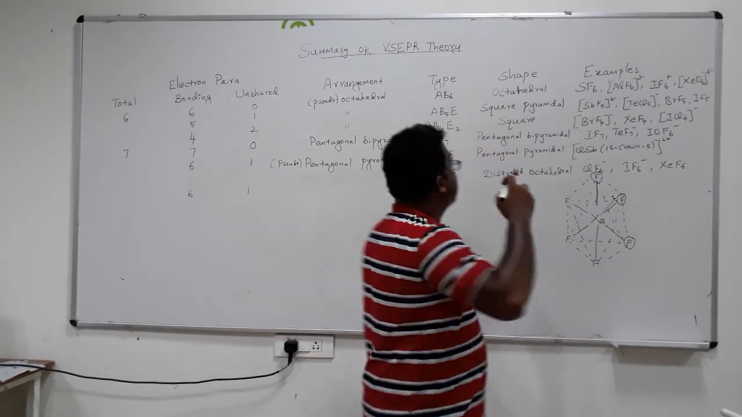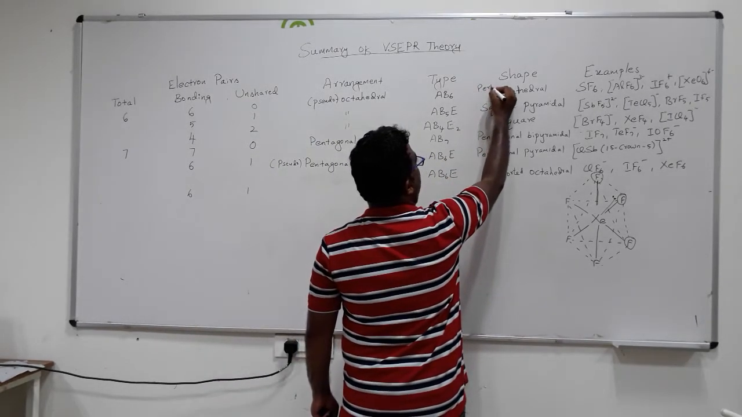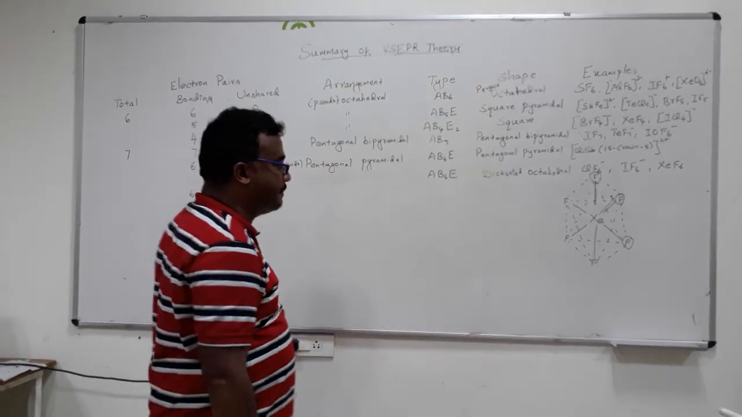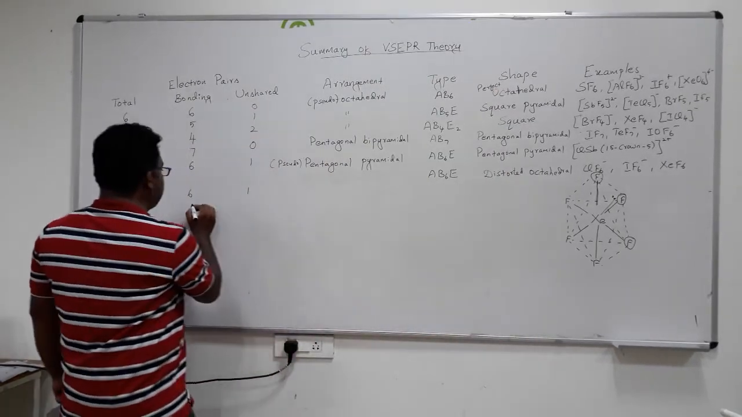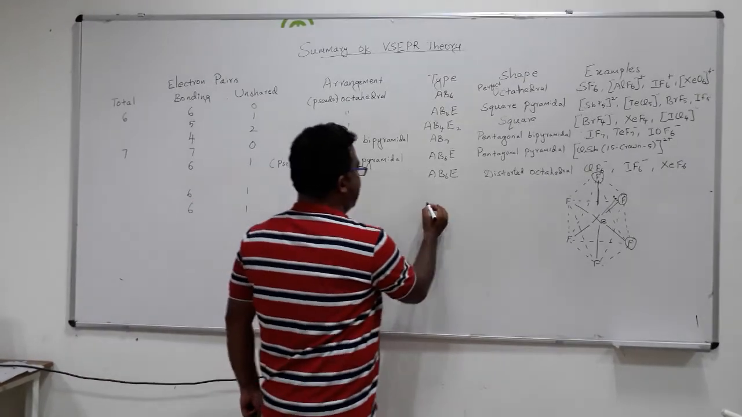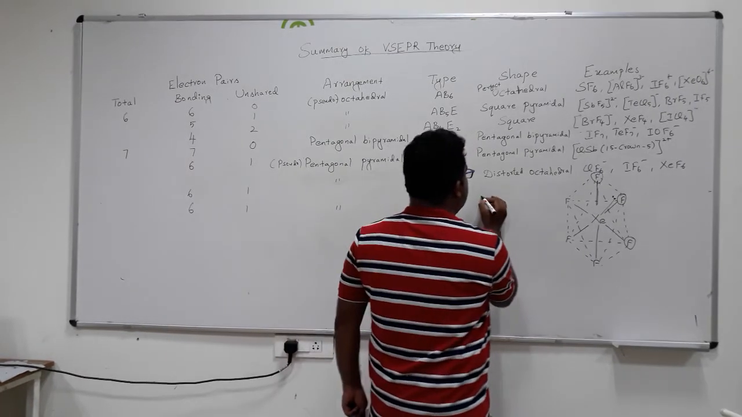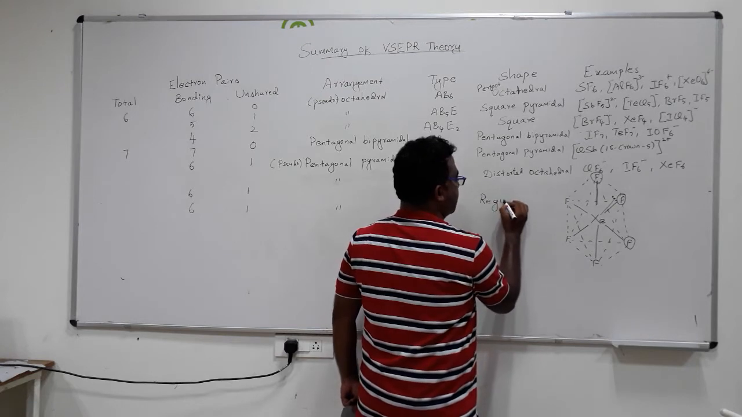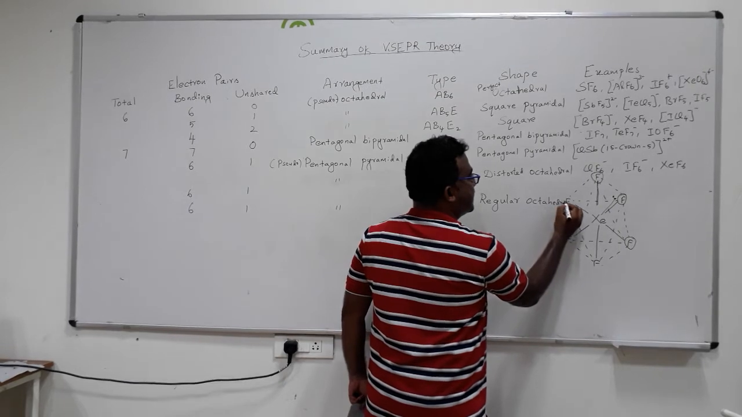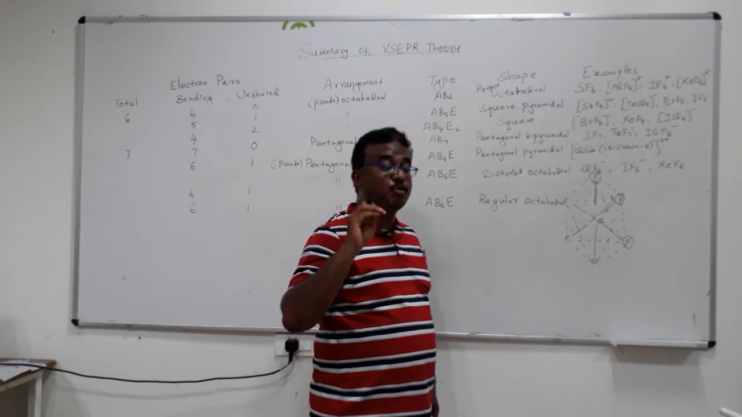Whatever we have seen here is perfect octahedral. This one is perfect octahedral geometry, and this one is distorted octahedral geometry. Now we have another type of octahedral, again with six bonds plus one lone pair, of the type AB6E. This will be called regular octahedral. Regular octahedral means it's very near to perfect octahedral.